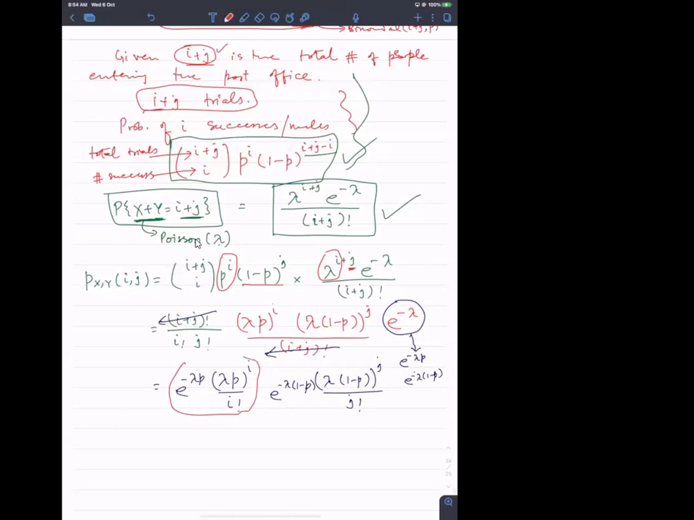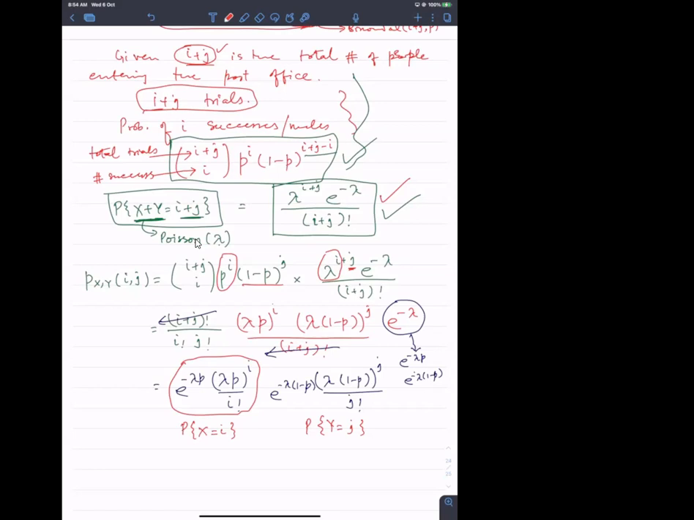Now, what is this guy? Answers in the chat window. Recognize this. It was written just above: this is a Poisson distribution, evaluated at i. This is simply equal to the probability that X takes a value i and Y takes a value j.